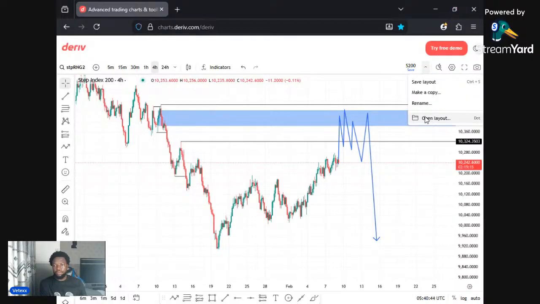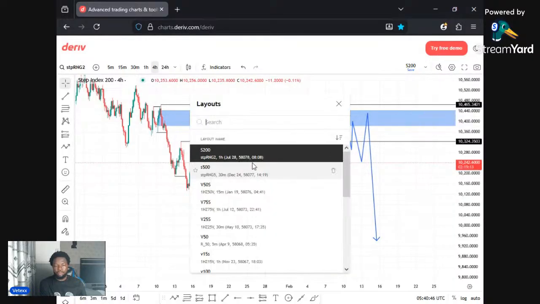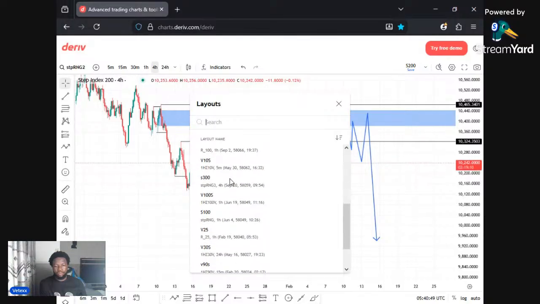The next pair we're going to be looking at is V100S.